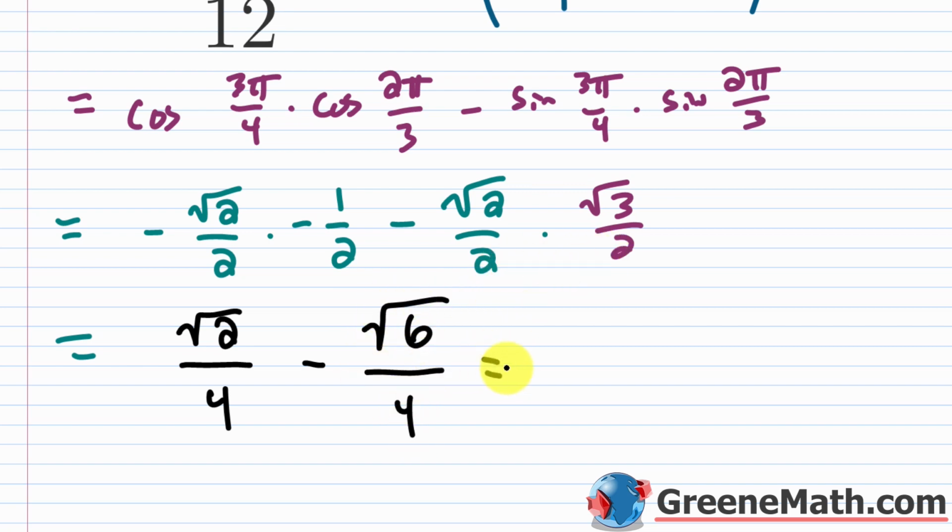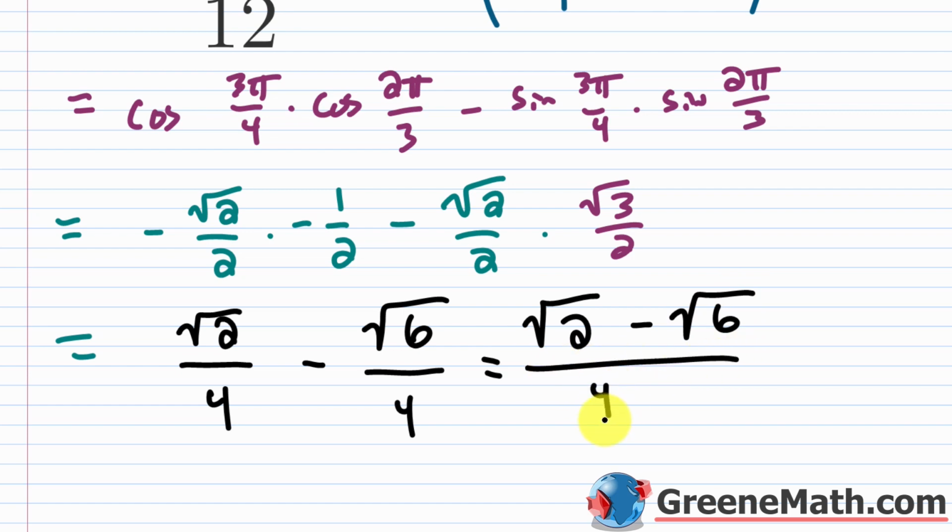A lot of people would just write this with a common denominator. So this would be the square root of 2 minus the square root of 6. You can't really do anything with that. Then over the common denominator of 4. So the exact value here for the cosine of 17 pi over 12 is going to be the square root of 2 minus the square root of 6 over 4.